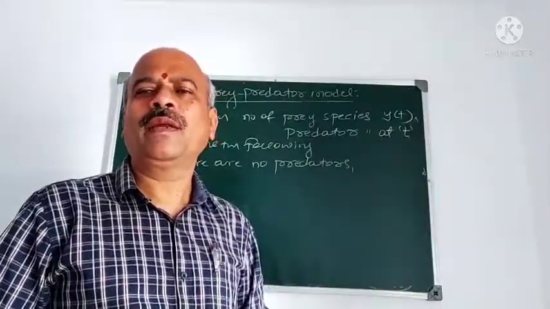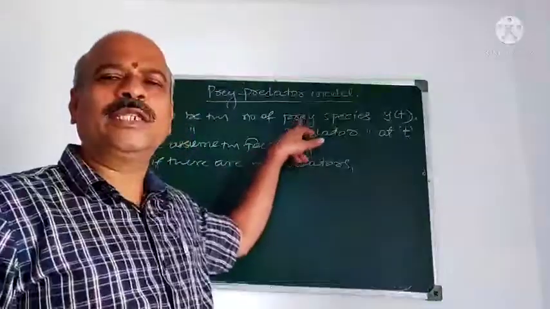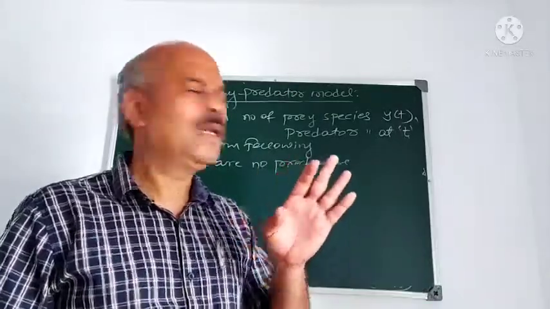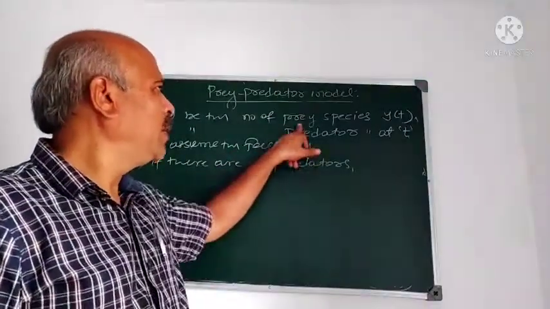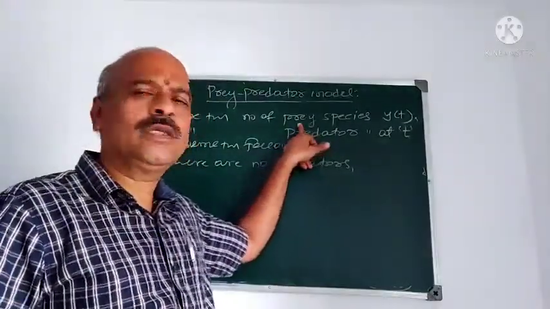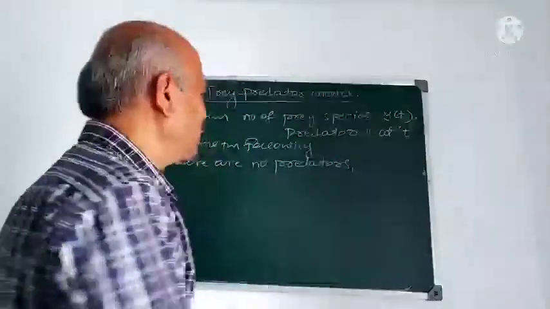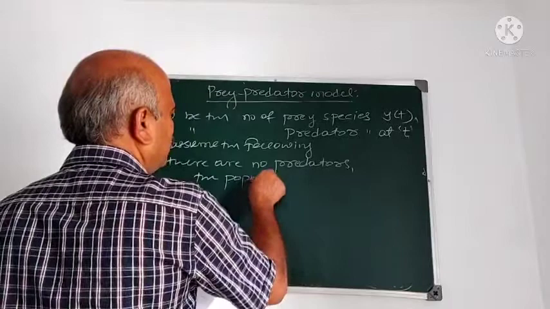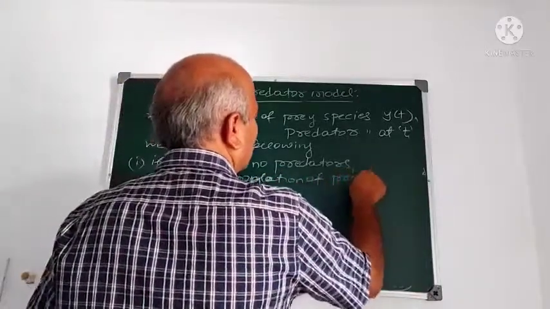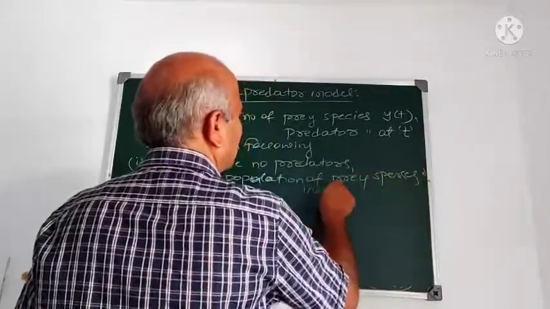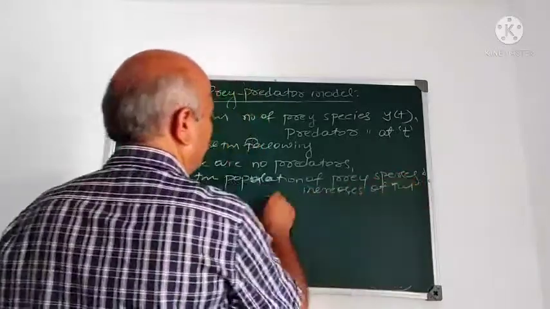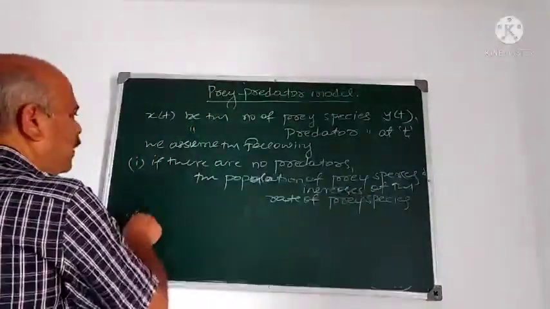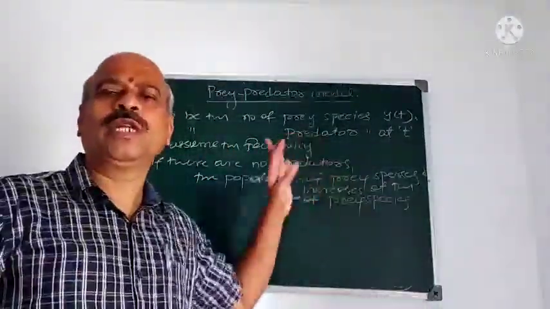Here we use Bernoulli's notion. What is Bernoulli's notion? Capital increases at the rate of capital itself, or the rate of interest of capital is proportional to the capital. Now suppose there are no predators, then prey species are free and the population of prey species increases at the rate of prey species itself.